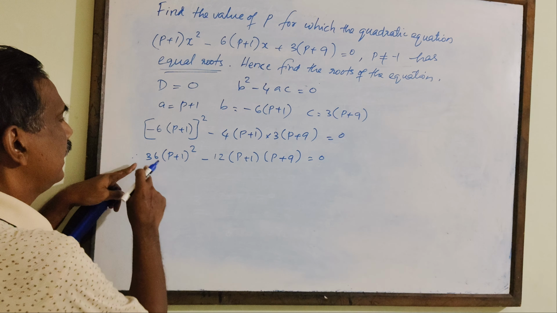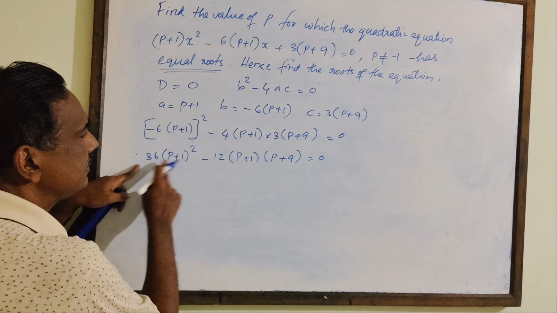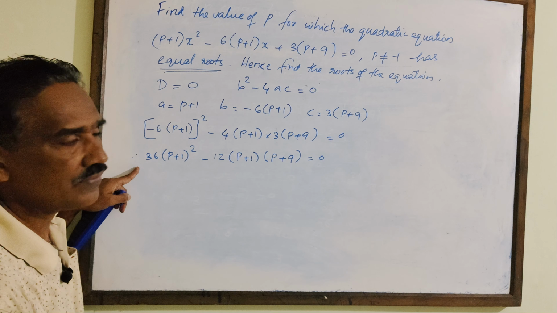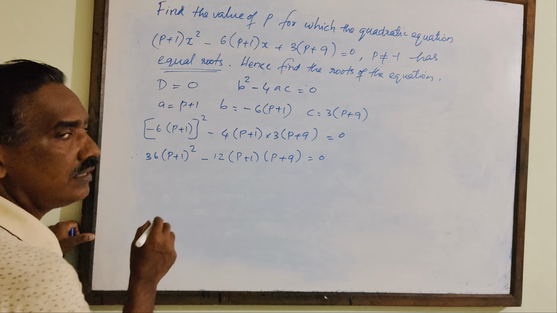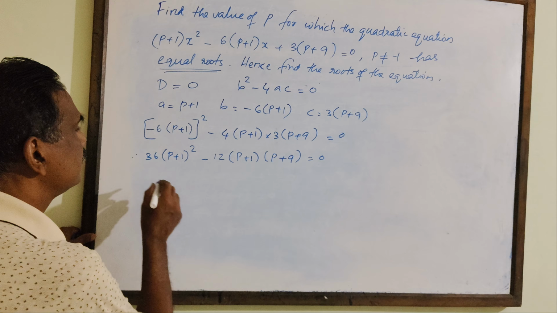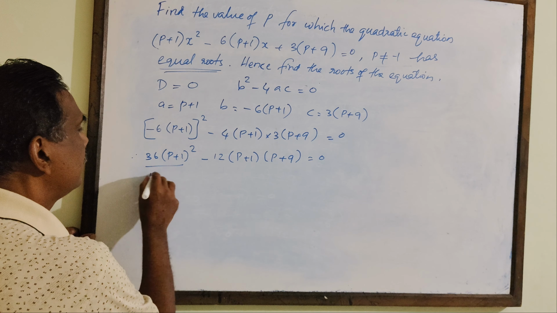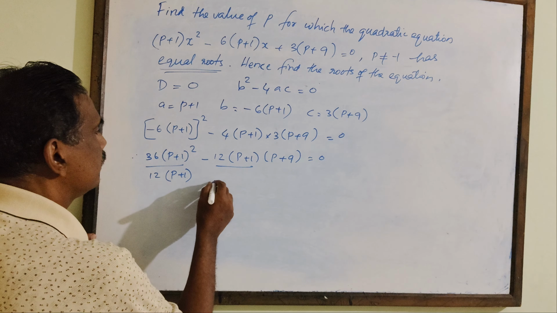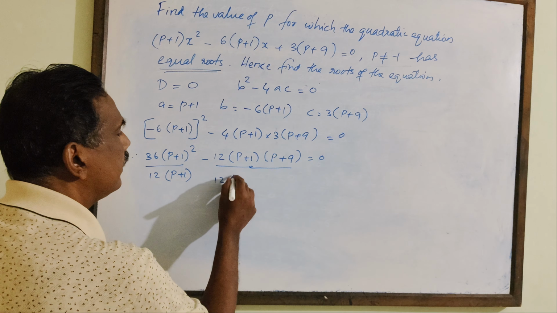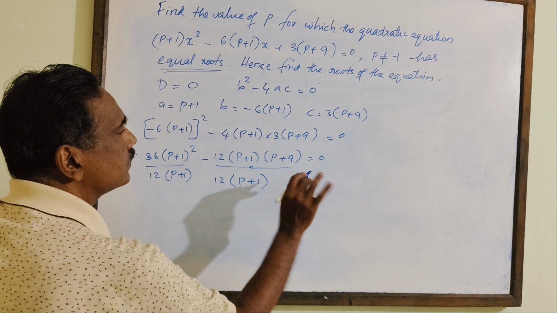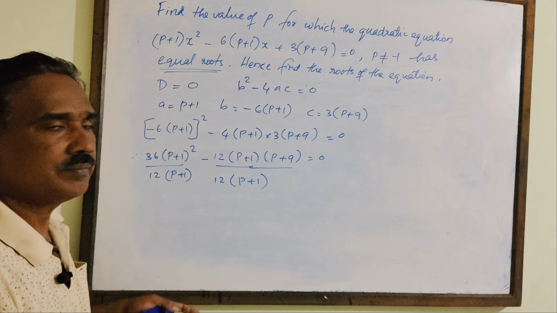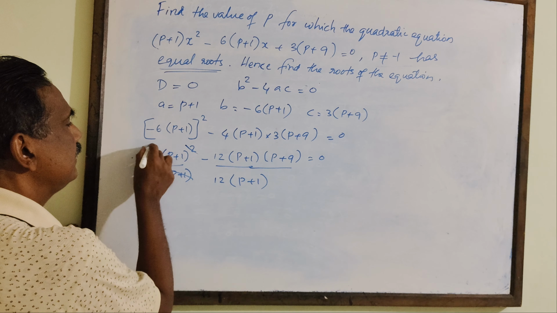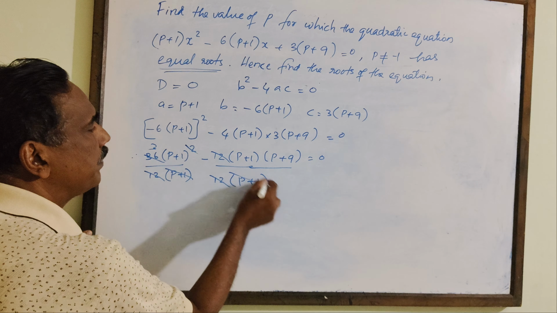If you see, there are two numbers that can be taken common. See, 36 and 12, 12 is common. P plus 1 whole square, and here p plus 1 is there. Therefore, you can cancel throughout, divide with p plus 1 and 12. So, dividing throughout with 12 and p plus 1. So, right side 0 divided by 12 into p plus 1, that is 0. Now, you can see 12 3s are 36. Here 12 will be cancelled, p plus 1 will be cancelled.